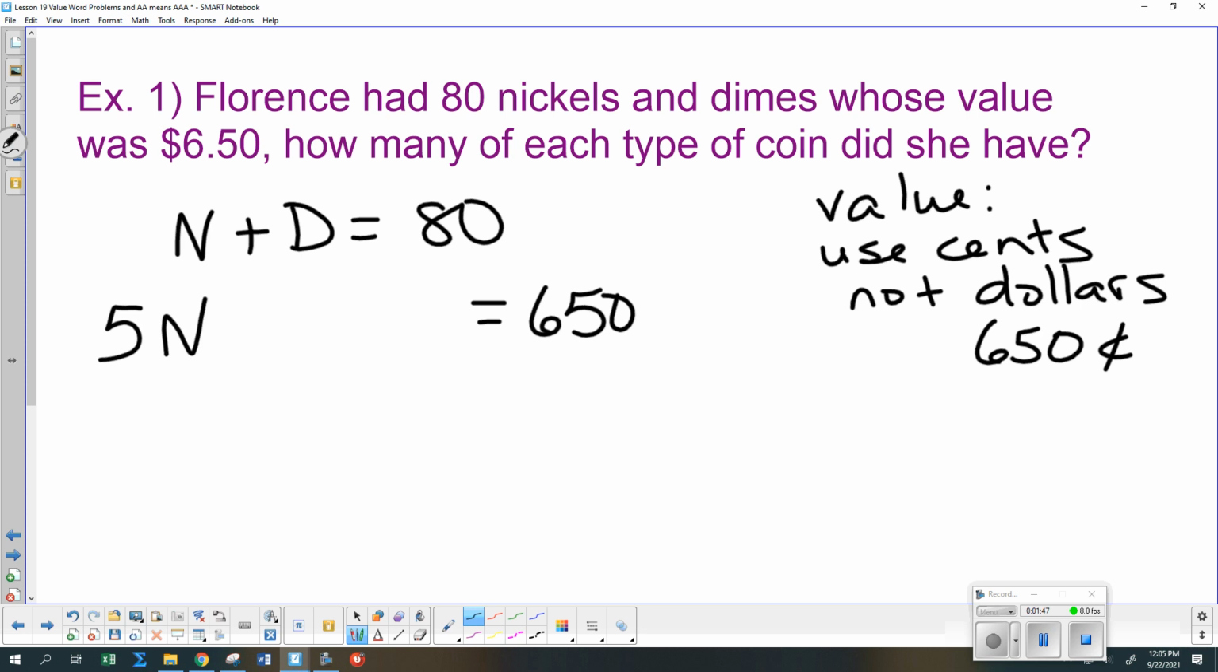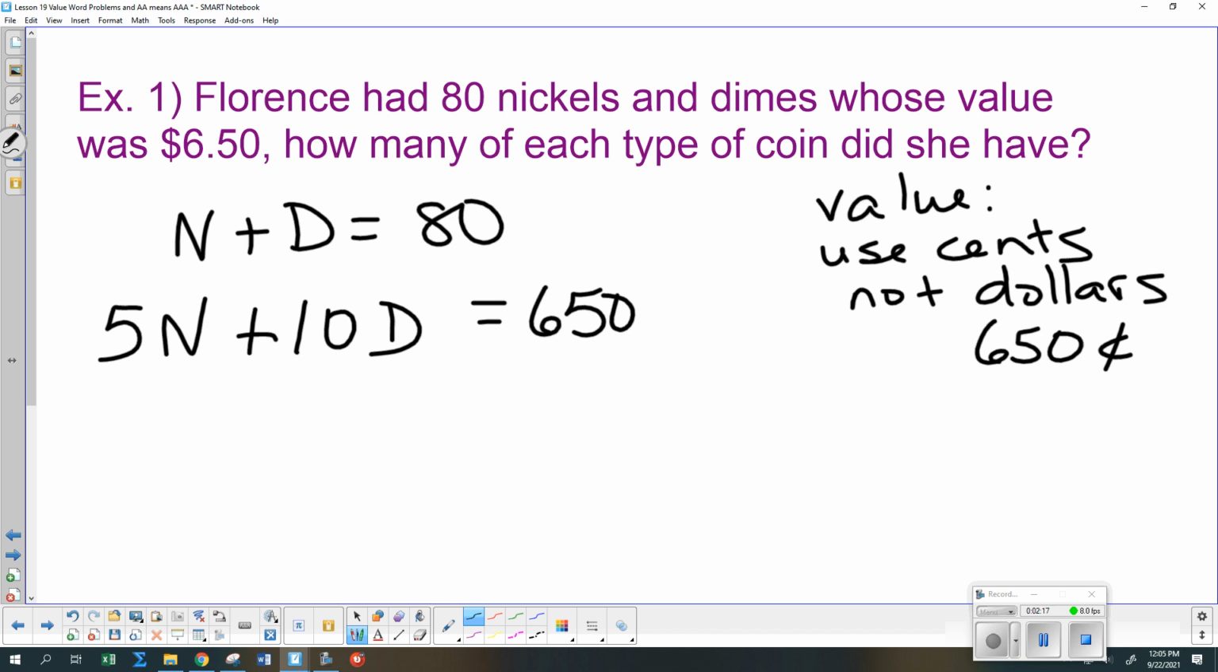What about dimes? How much is 1 worth? 10. So 2 are worth 10 times 2. 3 are 10 times 3. We don't know how many we have, but it's 10 times however many we have. 2 equations, N and D, and both of them, that's our system. We can do substitution or elimination. You guys get to vote today. How many want to do substitution? That's more than half, so we'll do this one with substitution.